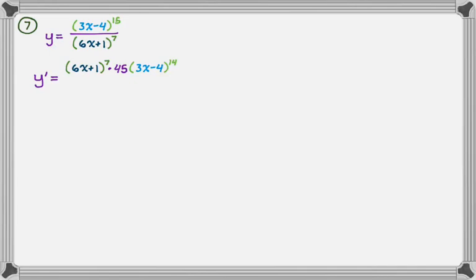And then it's quotient rule, so that's bottom times derivative of the top minus top times derivative of the bottom, all over the bottom squared. So we're going to have a minus, and it's (3x minus 4) to the 15th times the derivative of the bottom, so we're going to have a 7 by the power rule, a 6 by the chain rule, 7 times 6, so 42, quantity (6x plus 1) to the 6th.